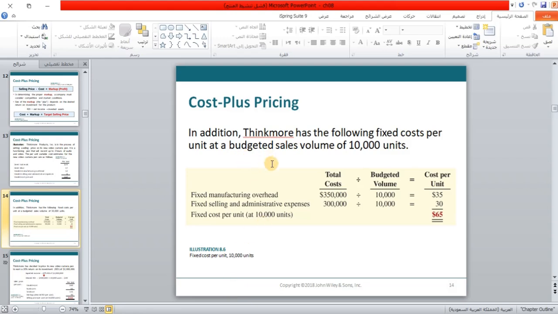In addition, Syncmore has the following fixed cost per unit at a budgeted sales volume of 10,000 units. Fixed manufacturing overhead, total cost 350,000 divided by the volume of production 10,000 units, cost per unit $35. Fixed selling and administrative expense $30. Fixed cost per unit at 10,000 units is $65.